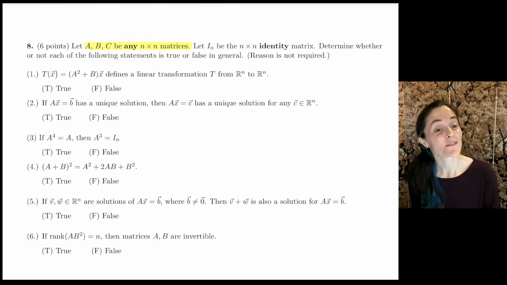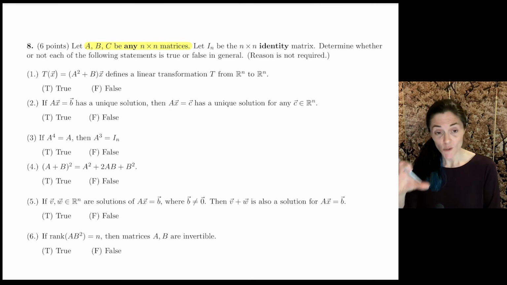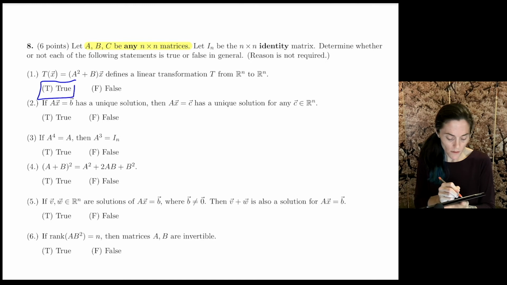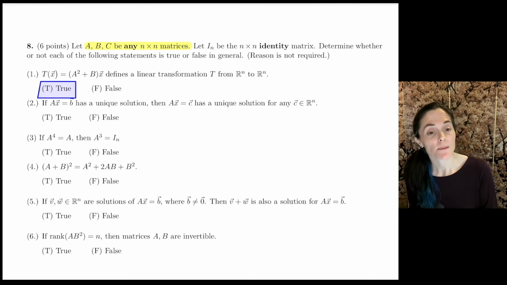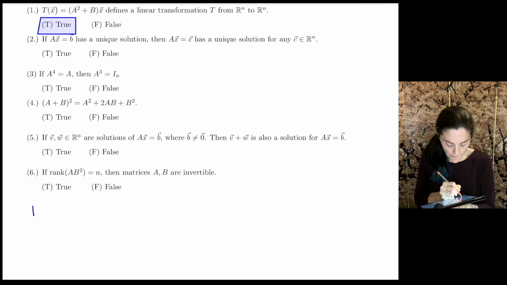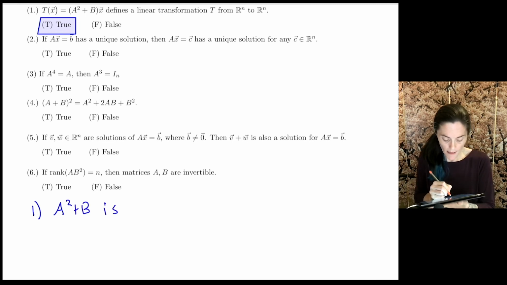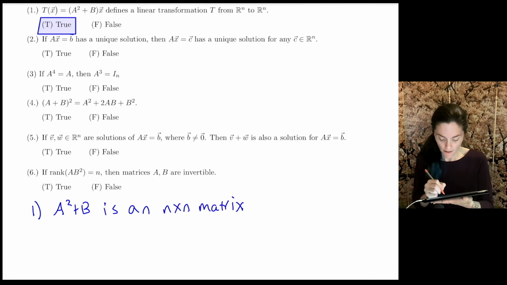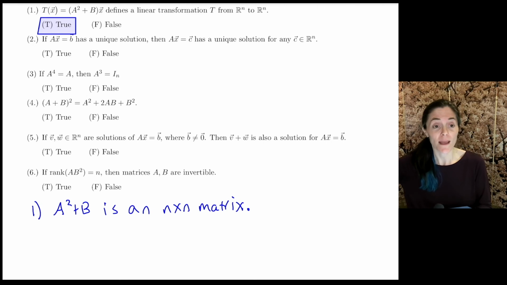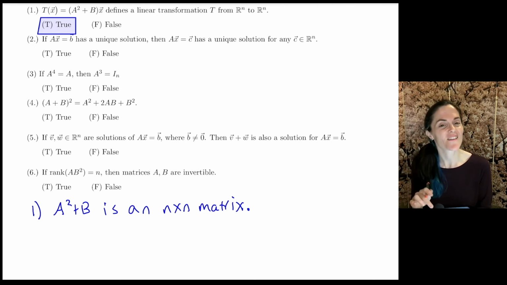Great. The first one says T of x equals A squared plus B times x defines a linear transformation T from Rn to Rn. This one is true. Well, I don't know how much explanation there is here, but maybe I'll just say for number 1 down below, I will say that A squared plus B is defined, and this is an n by n matrix. And so this is using the definition of linear transformation, that there is some matrix such that the transformation evaluated at x is just the matrix times x.